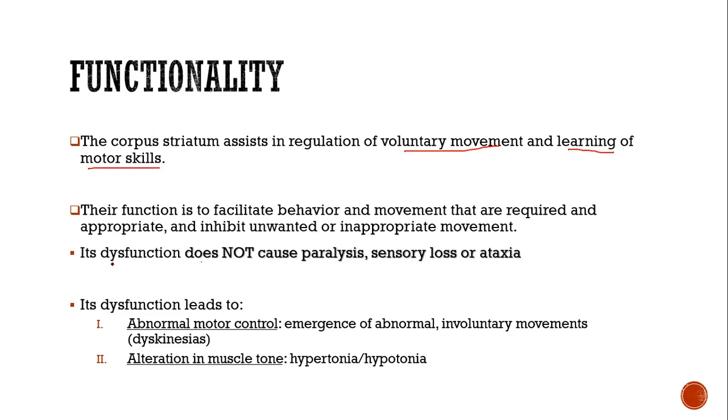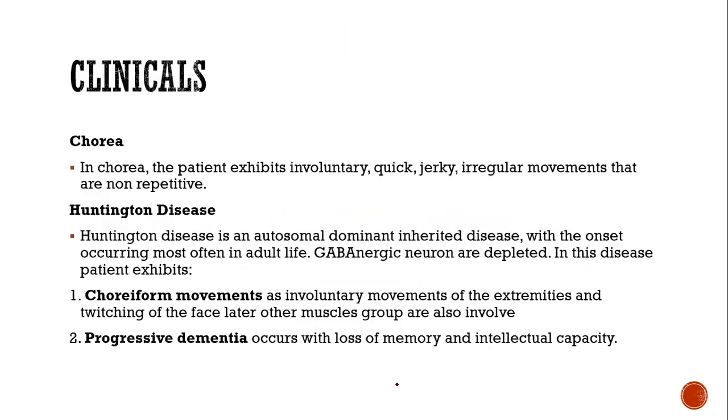The dysfunction of the basal nuclei cannot cause paralysis as well as sensory loss as well as ataxia. Ataxia होता है cerebellar disorder की वजह से. Sensory loss and paralysis होती है आपकी Diencephalon की वजह से. So अब अगर functionality में problem आ जाए basal nuclei की तो क्या हो सकता है? They can only and only cause abnormal motor control, that is known as dyskinesia, ठीक है, and they can cause alteration in muscle tone. For example, they can cause hypertonia as well as hypotonia. तो यहाँ से जो clinicals निकले हैं वो ये निकले.